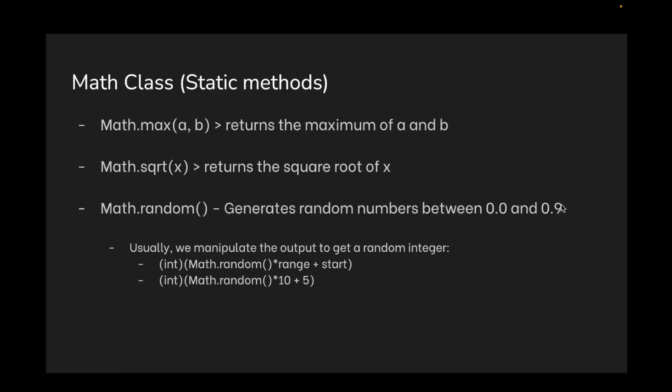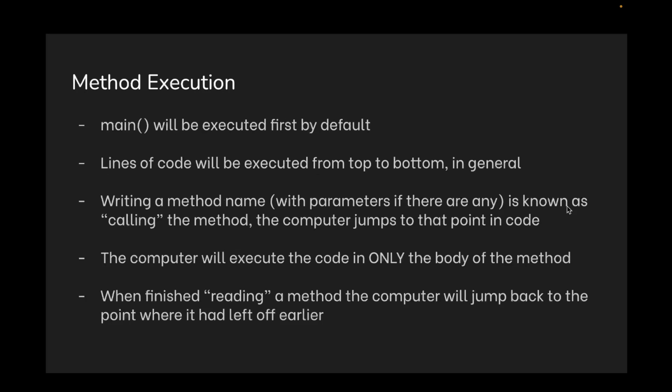Let's say we had 0.9, however. So 0.9 times 10, that would be 9. And then plus 5, that would be 14. And then when we cast that to an int, that would mean we would get 14, because there's nothing after the decimal to truncate. So in that way, using that method, we can see that this would return a random integer between 5 and 14, which is what we wanted earlier, right? So that's a good example of what math.random actually does.